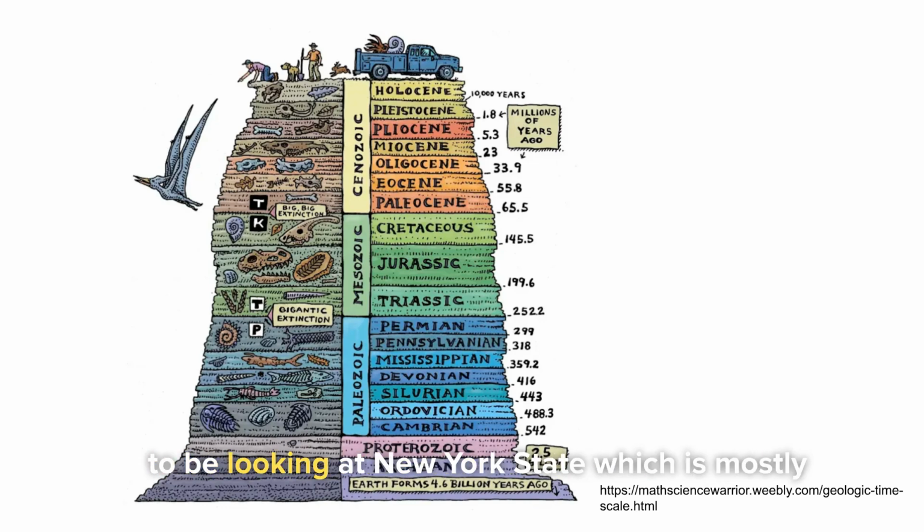And we're going to be looking at New York State, which is mostly in the Ordovician to the Devonian periods. So that's like 488 million years ago to about 350 million years ago. So, really, if you just say somewhere around 400 million years ago, they're going to just see that as a big number. So, you don't have to really get specific with time in this case.